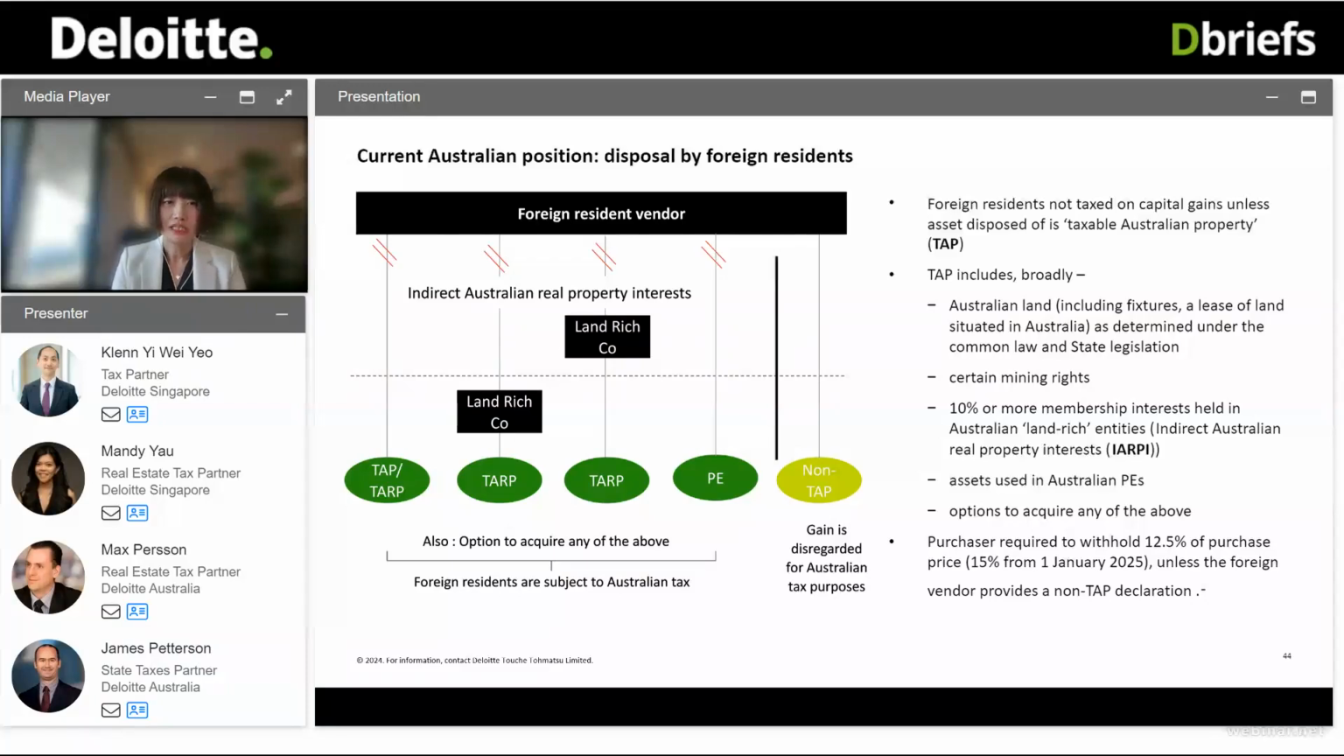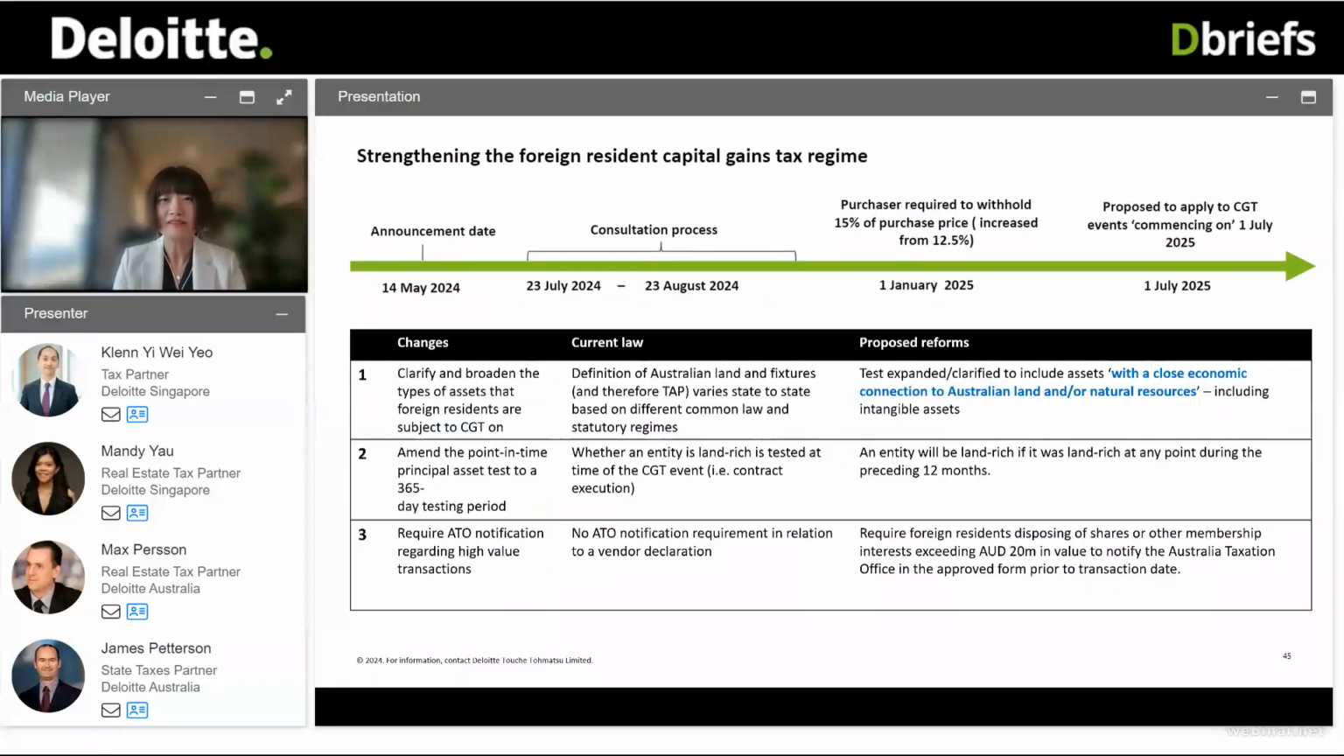Next slide, please. In the 2024-2025 federal budget, the government announced a measure to strengthen the foreign resident capital gains tax regime, ensuring Australia can tax foreign residents on gains derived from direct and indirect sales of assets with a close economic connection to Australian land and or natural resources. The proposed reform will apply to CGT events commencing on or after 1st July 2025. The consultation paper proposed 3 key changes, including first, clarification and broadening the definition of taxable Australian real property, amendment of the point-in-time principal asset test to a 365-day testing period, and requiring notification to the ATO regarding high-value transactions. We will discuss each of those proposed changes in the next few slides.